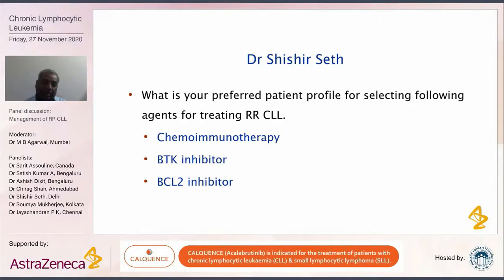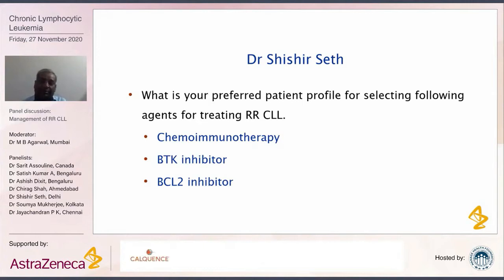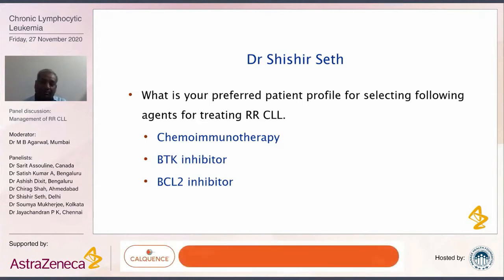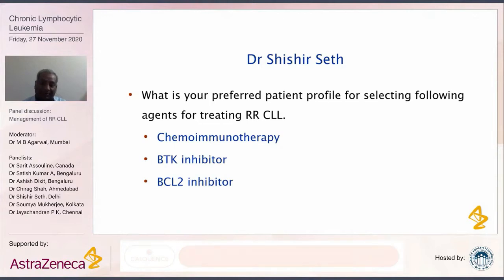So the advantage of a newer study of a BCL2 inhibitor is that it is definite therapy, meaning after 12 months of therapy we can stop the BCL2 inhibitor. So that is a major advantage when we are discussing with the patient, because most of the patients are not willing for indefinite therapy.